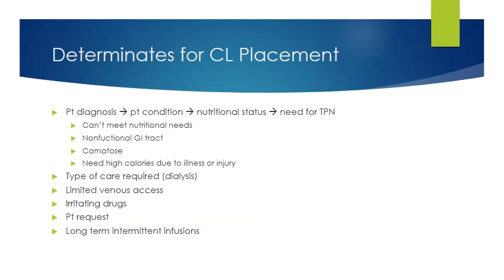Patients who are comatose, obviously they can't get nutrition, and we would want to go ahead and put a line in. And then if they needed high calories due to illness or injury, something that we would need to use for TPN. So you're going to have to look at your patient diagnosis, their condition, and their need for a central line. And this is just an example of why we may do this with the patient. The type of care that's required, dialysis catheter is considered a central line. You couldn't do dialysis any other way.